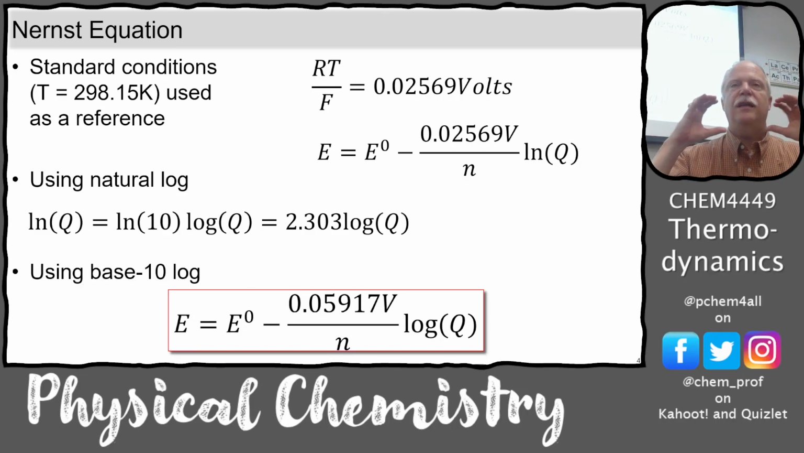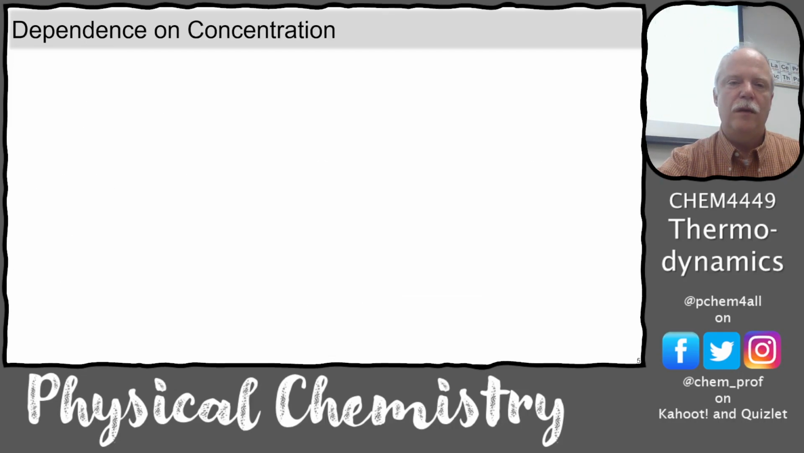And that's given to you, I think, in Chem 2 when you do these calculations. But I'm not sure that in Chem 2 they explain where the 0.05917 came from. And so that's where it comes from. It's RT over F converted to log base 10.